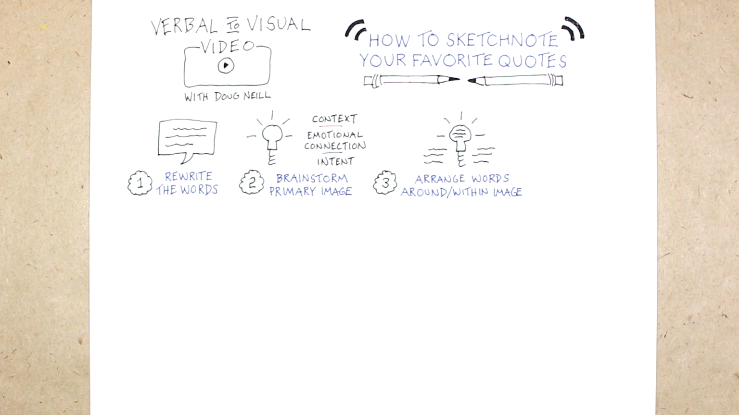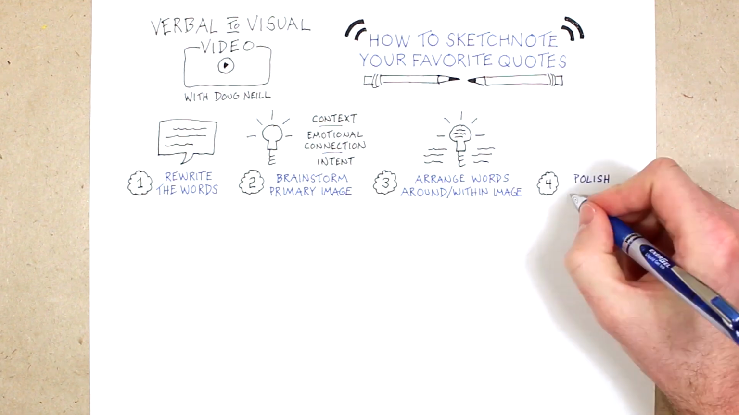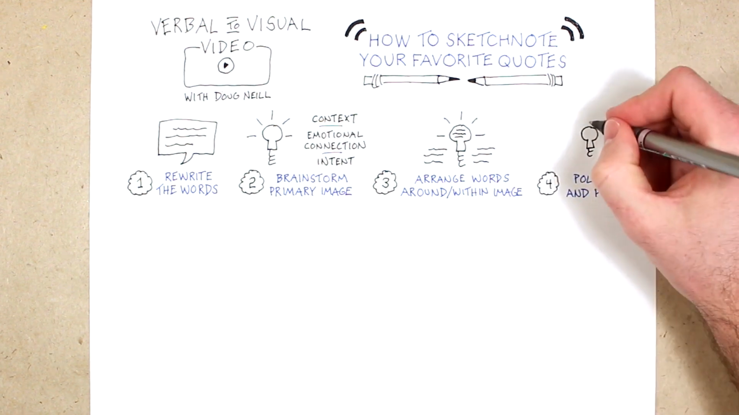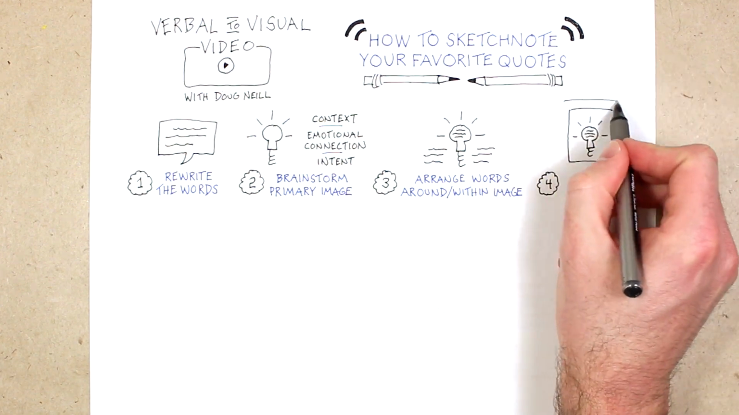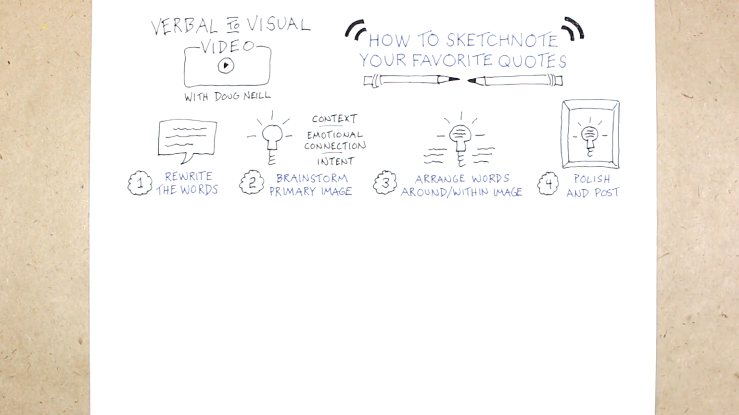The final step in the process here is simply to polish it up and post it somewhere that you'll regularly see it. At this point, you've found a primary image that you like, you figured out how you're going to arrange the words around or within that image, and you know which of those words, if any, you would like to emphasize. Here's where you put all that down in a final version and then post it somewhere that you'll see it.